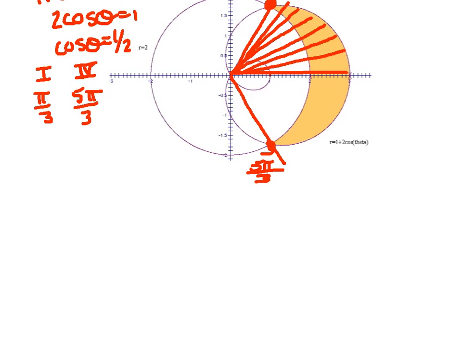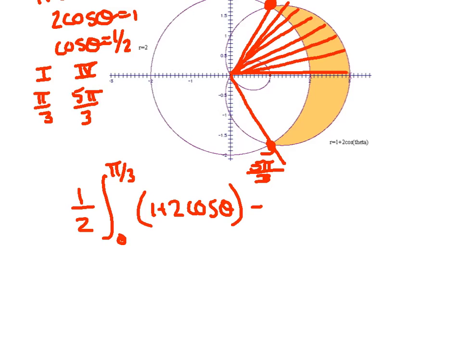All right, what would that look like? So I'm going to say 1/2 integral from 0 radians up to pi over 3 radians. Now I want to start with the outer curve, which is 1 plus 2 cosine of theta squared minus, whoops, almost forgot squared, the inner curve squared. It's kind of like upper minus lower, except now it's outer minus inner. And that integral right there represents that top half.